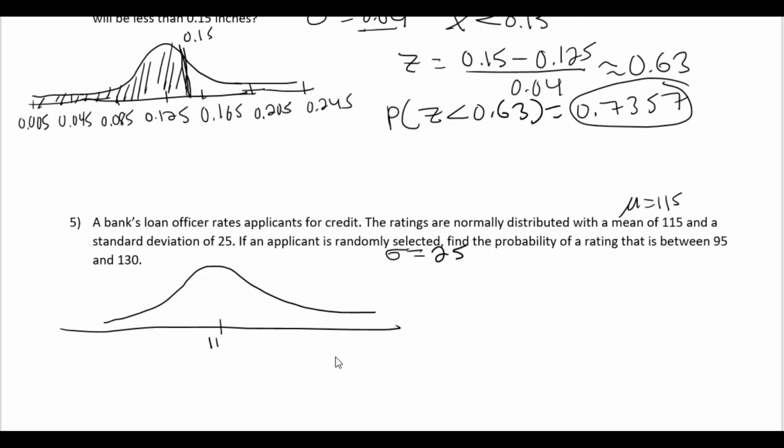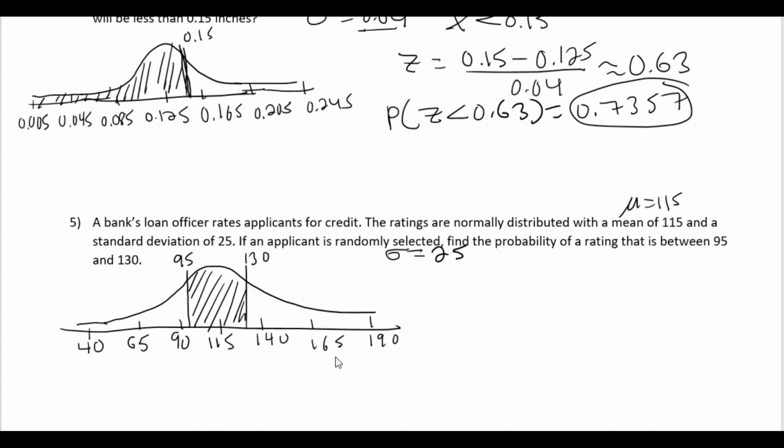So that means that in the middle we have 115, and then we're going by 25s. So this will be 140, 165, 190. Next we'll have 90, 65, and then one more number. That'll be 40. All right, so now we want between 95 and 130. So 95 is around here, 130 is around here, and we want in between.